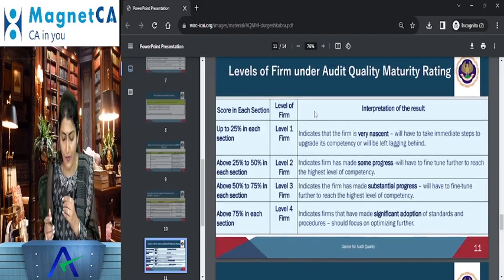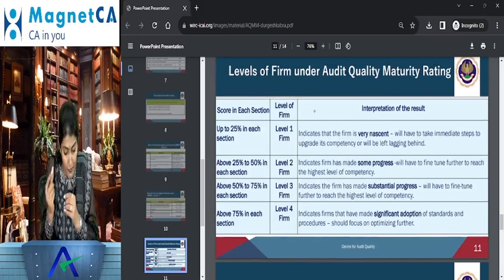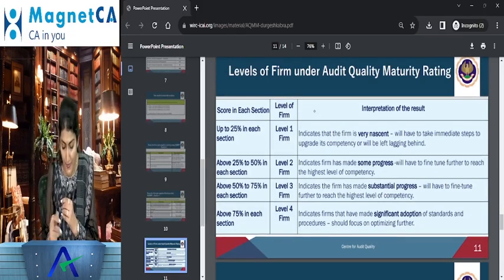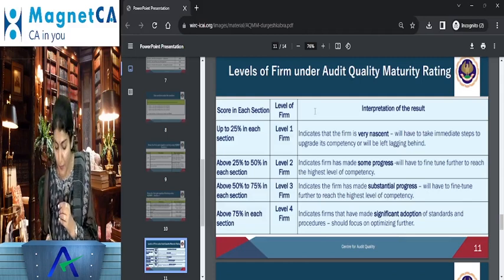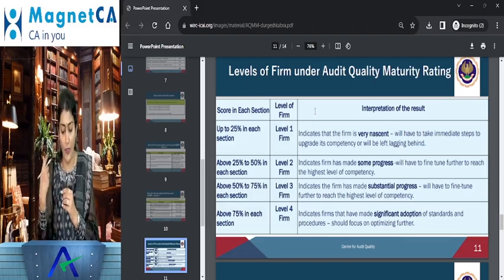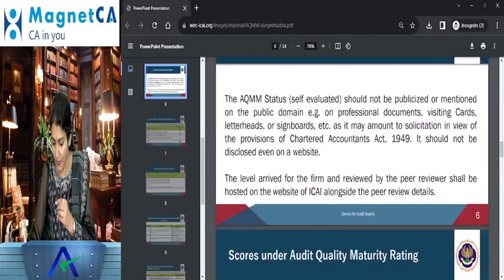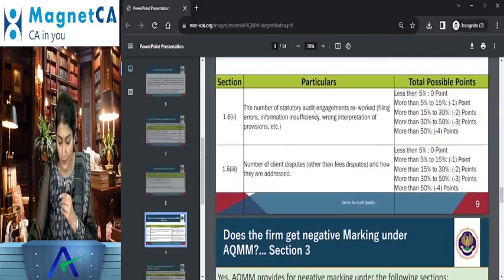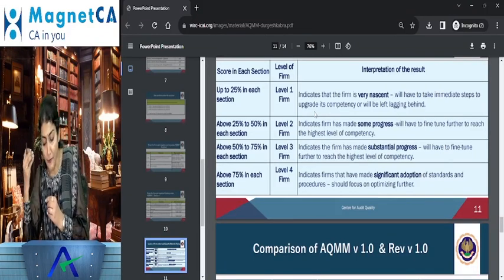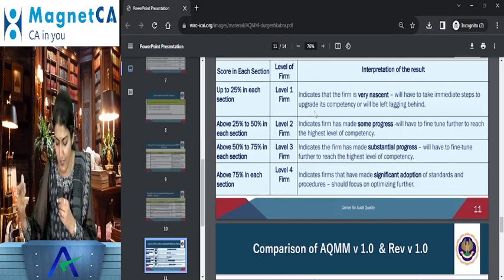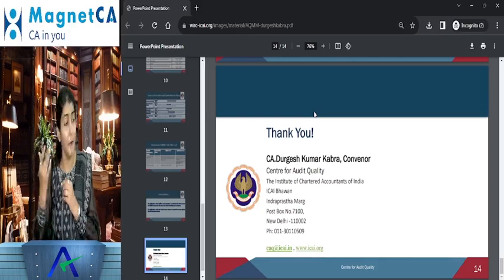Right, so level 1, what does it say? Up to 25% in each section, the firm is very nascent. From 25 to 50, they are showing some progress. From 50 to 75, the firm has made substantial progress, and we'll have to fine-tune further to reach the highest level of competency. And if they get more than 75%, you understand the points we studied, 280, 240 and 80. If they get more than 75% in each level, it indicates that the firm has made a significant adoption of these standards and procedures and should focus on optimizing further. So again, you have the audit quality maturity model.